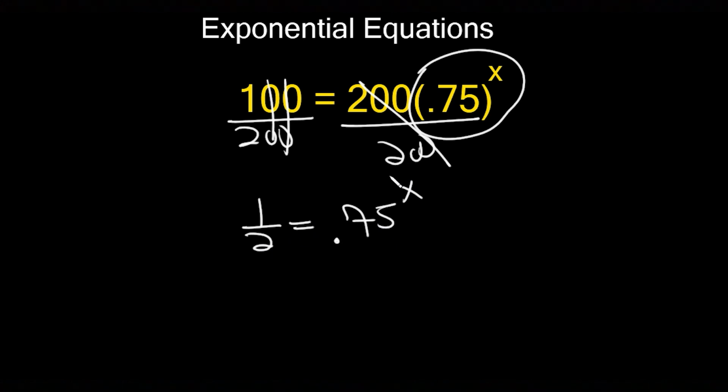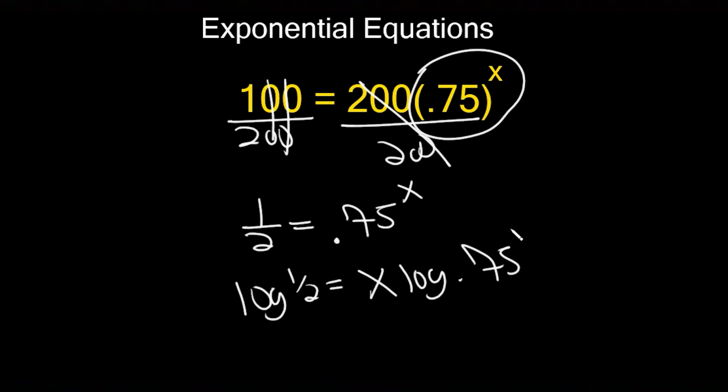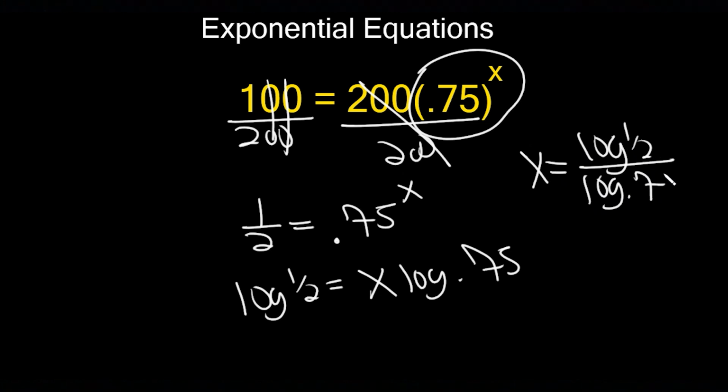And then from here, we're going to take a log on both sides. So I get log of a half equal to, and I'm going to bring down the variable right now, so x and then log of 0.75. Okay. And then from here, you're simply going to divide both sides by log of 0.75. So you're going to get x is equal to log of a half divided by log 0.75.